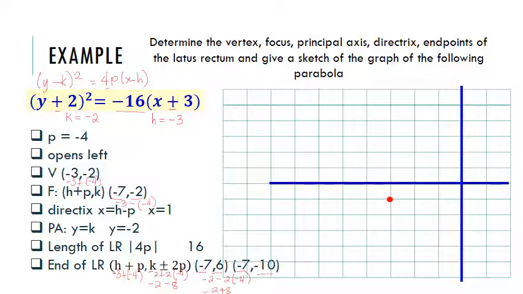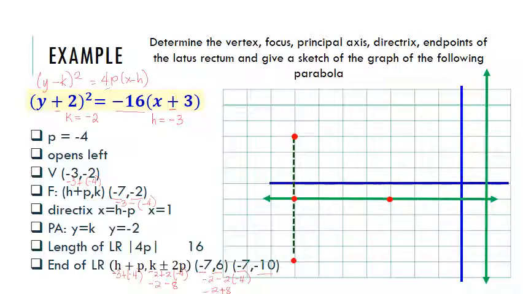Plotting the points, this is our vertex, negative 3, negative 2. By the way, ang graph natin dito sa y ay by 2's, no? Hindi kasi magkakasya. Focus, ito, negative 7, negative 2. Directrix, there. Principal axis, y equals negative 2. End of lattice rectum, i-plot nyo lang si negative 7, positive 6, and then negative 7, negative 10. Yan. So, this is our graph.